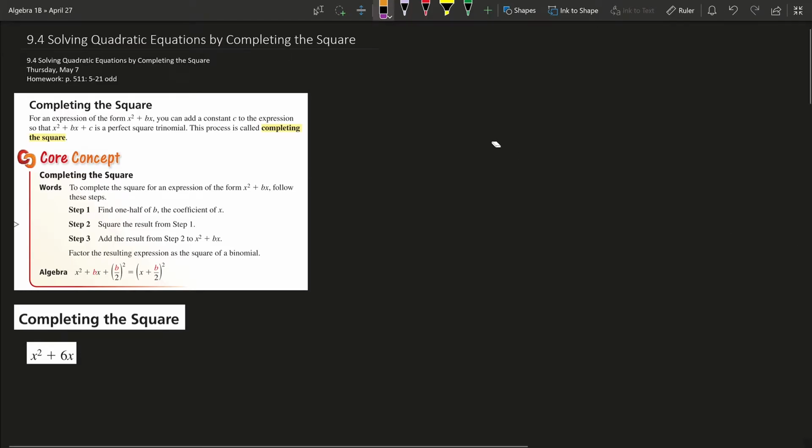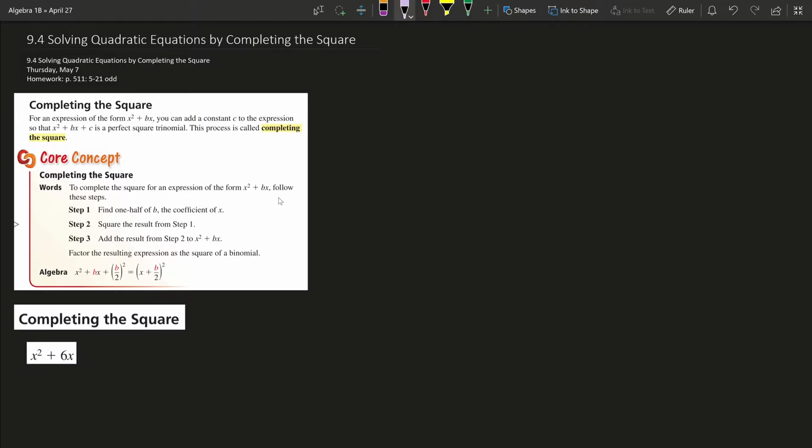Alright, so today we'll be working on 9.4, solving quadratic equations by completing the square. So let's begin. For an expression of the form x squared plus bx, you can add a constant c to the expression so that x squared plus bx plus c is a perfect square trinomial. And this process is known as completing the square. So here are the steps.